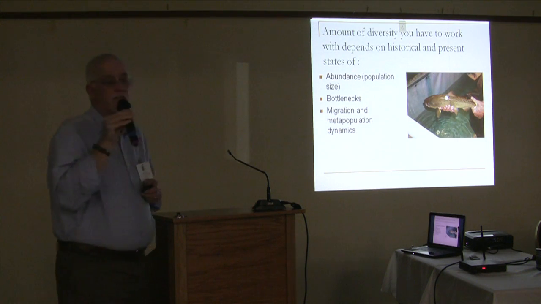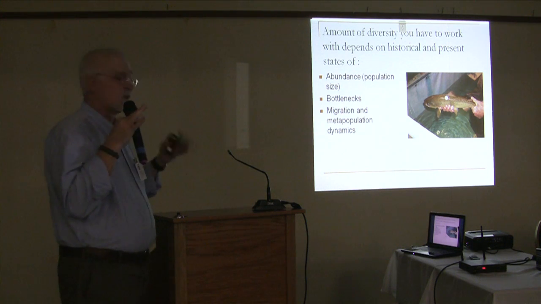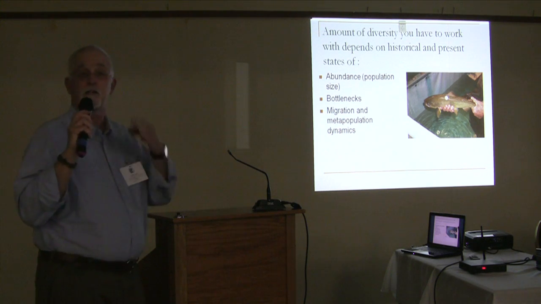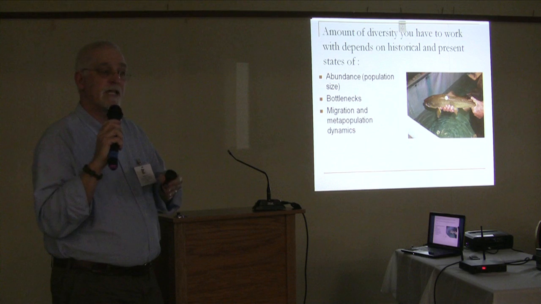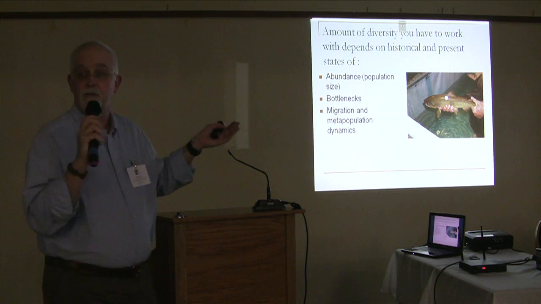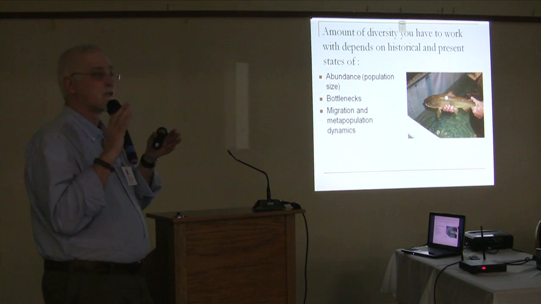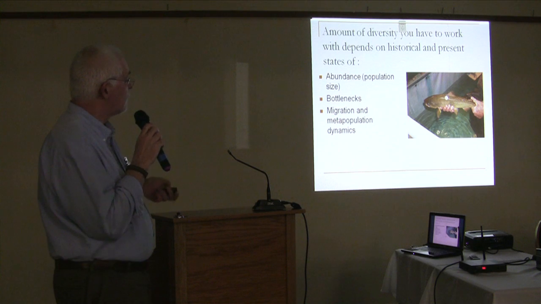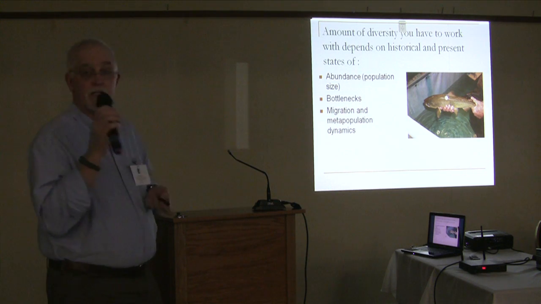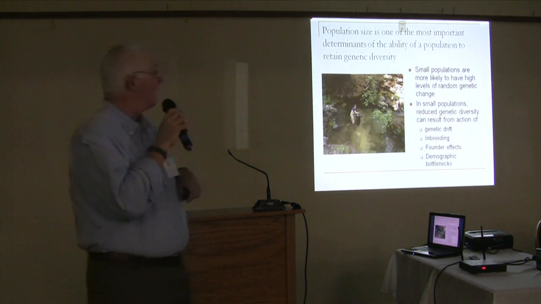The second aspect of genetic diversity is the amount of diversity that you have to work with within a single population. And this depends on the states, both the historical and present day states, of a variety of things: abundance, whether or not that population has gone through bottlenecks, that is drastic reductions in population size, and the pattern of migration and metapopulation dynamics that is being experienced by that population as well.